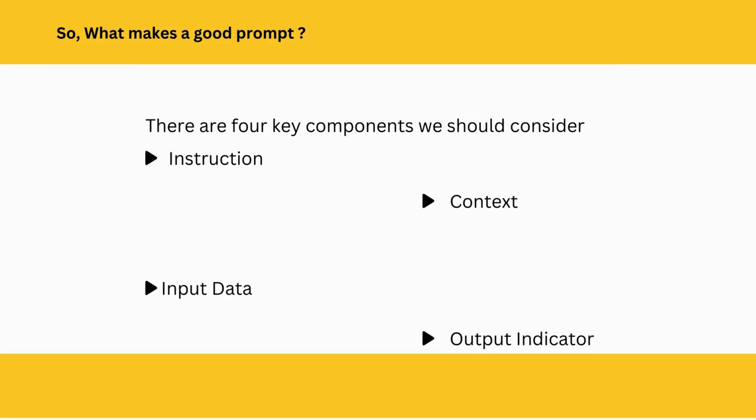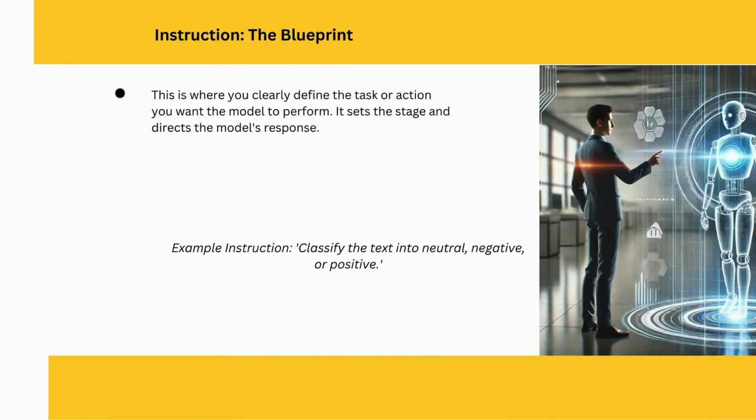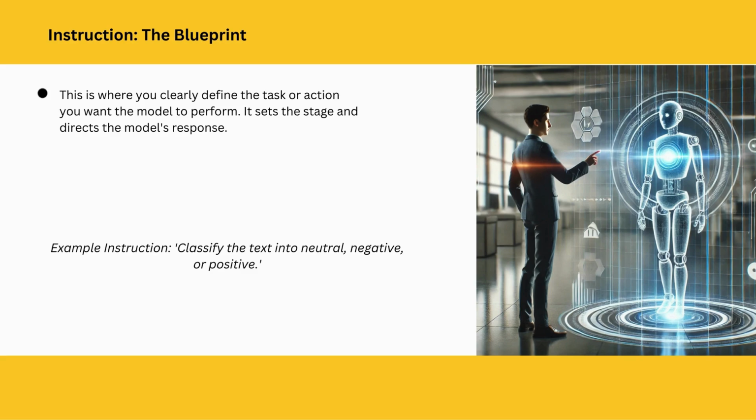There are four key components we should consider. 1. Instruction. 2. Context. 3. Input data. 4. Output indicator. First up is the instruction. This is where you clearly define the task or action you want the model to perform. It sets the stage and directs the model's response. Example instruction: classify the text into neutral, negative, or positive.